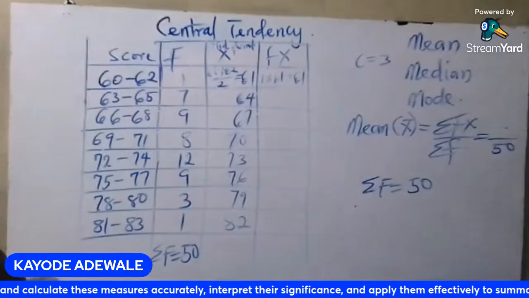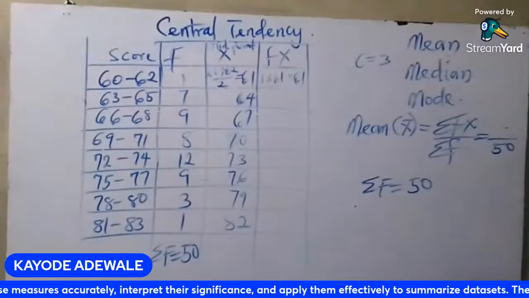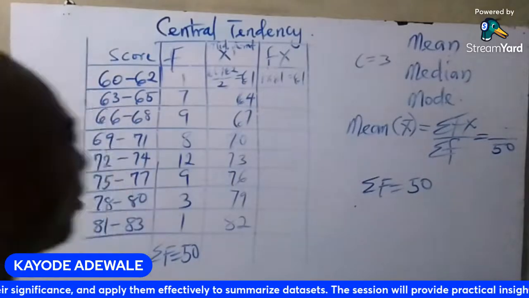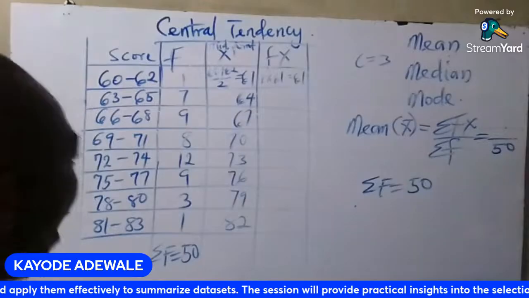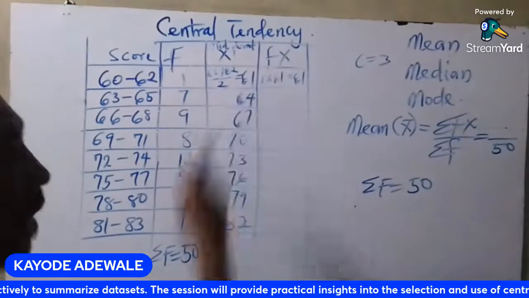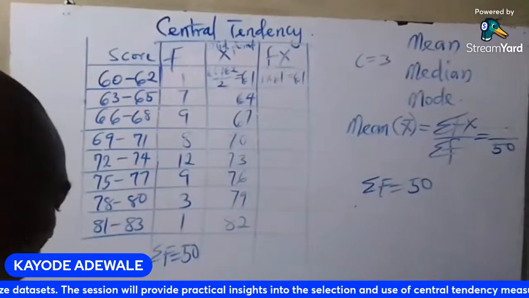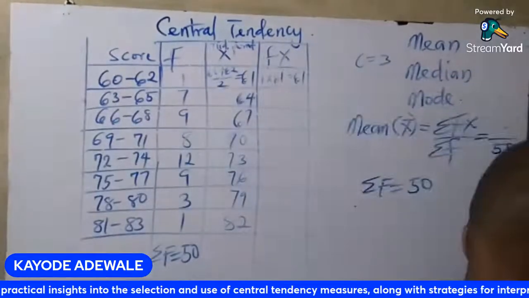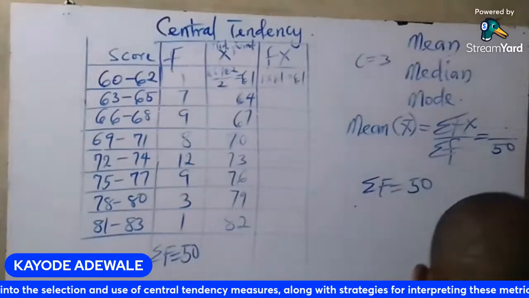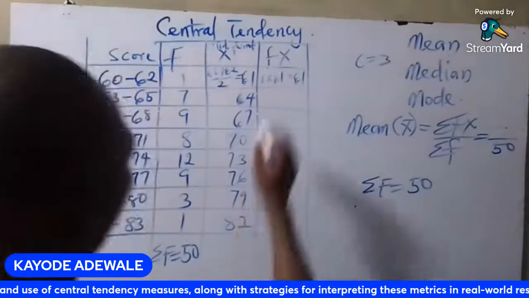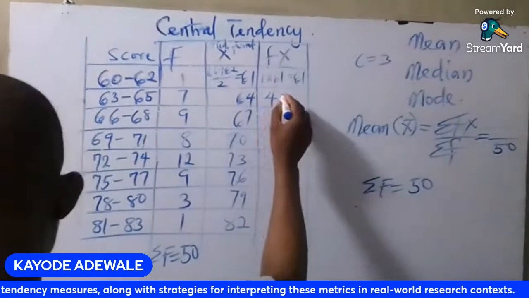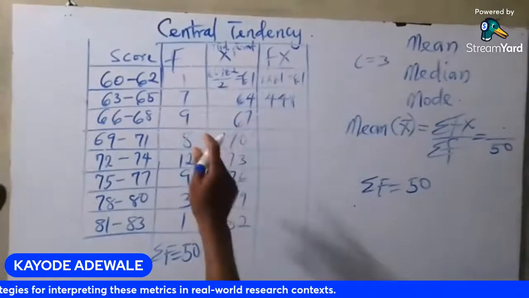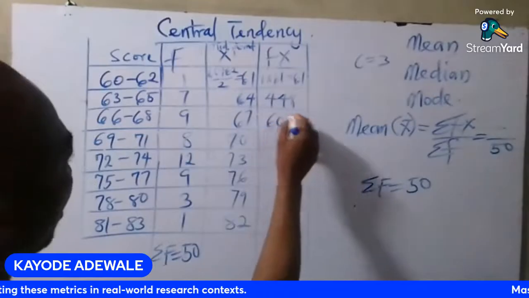The next one is that I'm going to add, calculator please. So I'm going to multiply 7 multiplied by this 64. So if I multiply 7 by that 64, it's going to give me 448. So 9 multiplied by 67, that will give me 603.